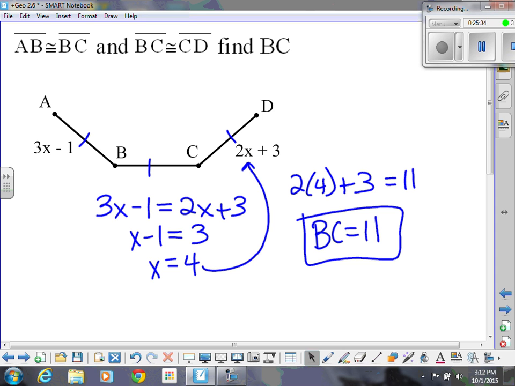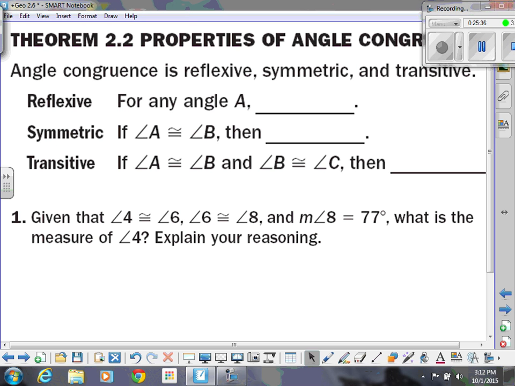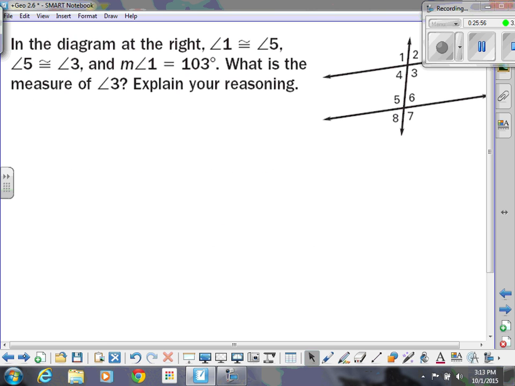All right, so now we're going to switch over to angles, and notice that we have the same congruence properties for angles as we do for segments. So again, you can just use reflexive POC, symmetric POC, transitive POC, and that works for angles as well. Okay, so let's do the first one actually on your sheet.